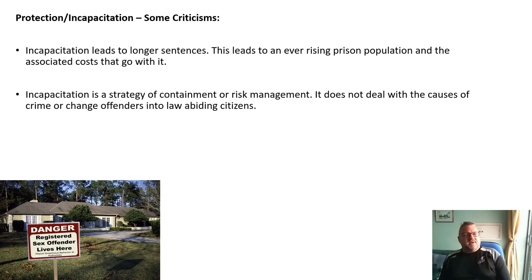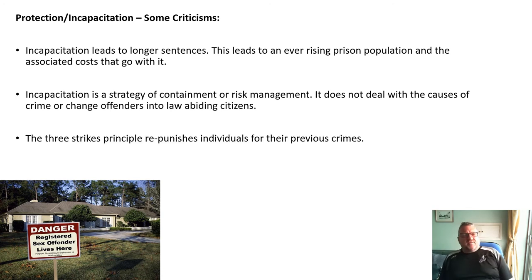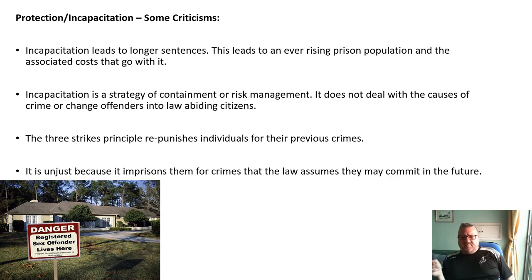It's incredibly expensive. Also, the three strikes and you're out principle effectively is re-punishing individuals for their previous crimes, and at the same time it could be argued it's unjust, because in a sense it's imprisoning them for crimes that the law assumes they're going to commit in the future, and many people argue that is not just.